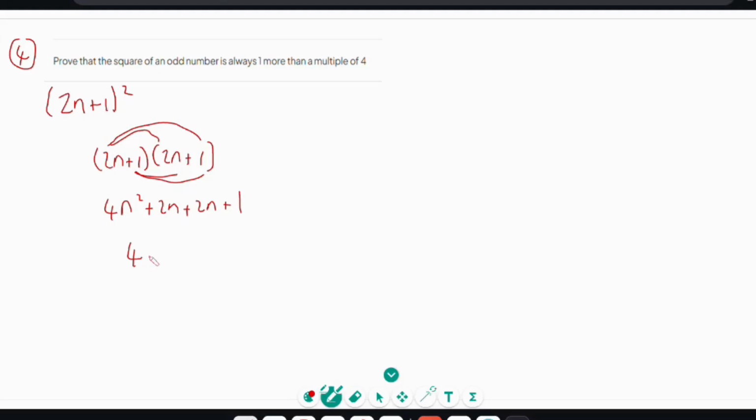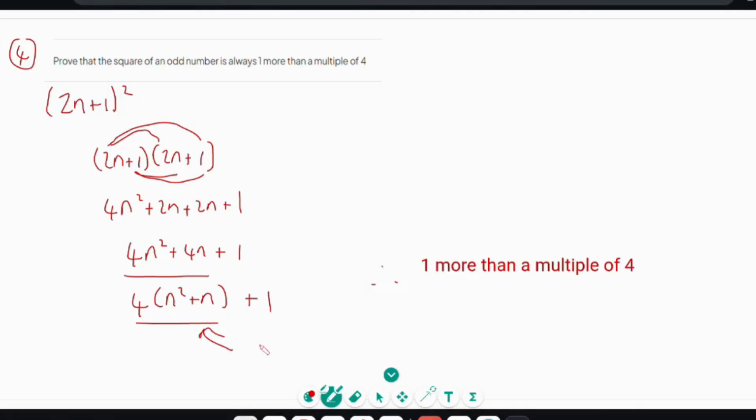Simplify. So we're proving that it's always one more than a multiple of 4. Let's get our multiple of 4 here by taking out a factor of 4. So that's our multiple of 4. That's one more. So therefore, one more than a multiple of 4. I just might put an arrow here to show this is a multiple of 4.